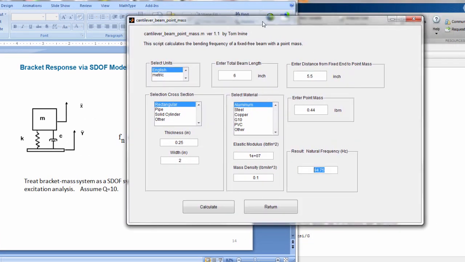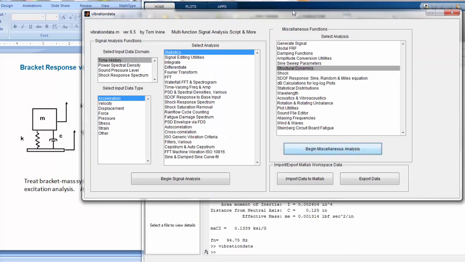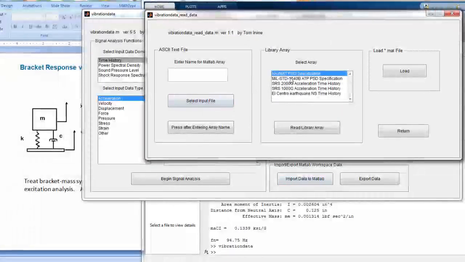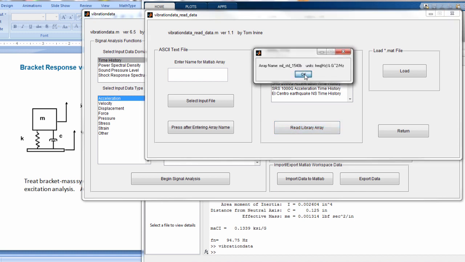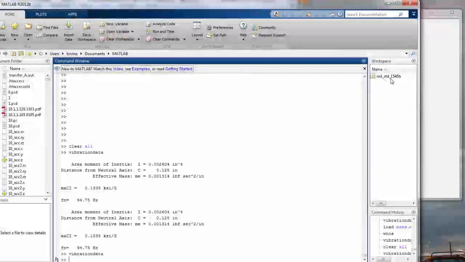So let's go to our library function and pick out base excitation. Let's go to import data to MATLAB. This week we have a new specification. It's one we've looked at before, but this is the first time it's in our library function. It's the Mil Standard 1540B ATP PSD specification. So let's read that. Its units are frequency in hertz and g² per hertz. That's now loaded in, and you can see that in the workspace.